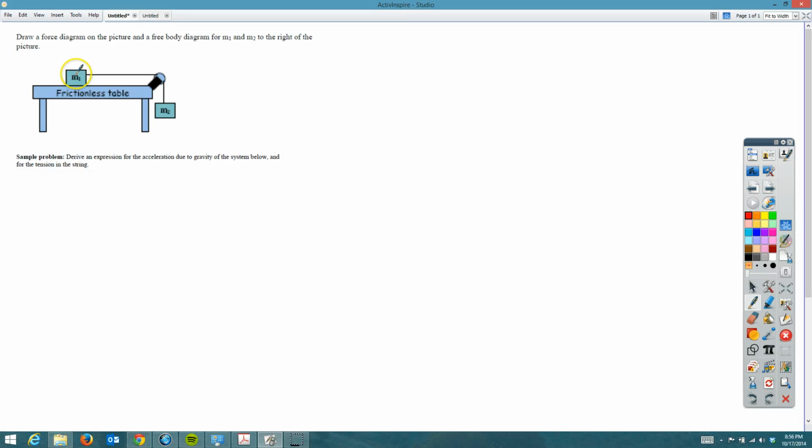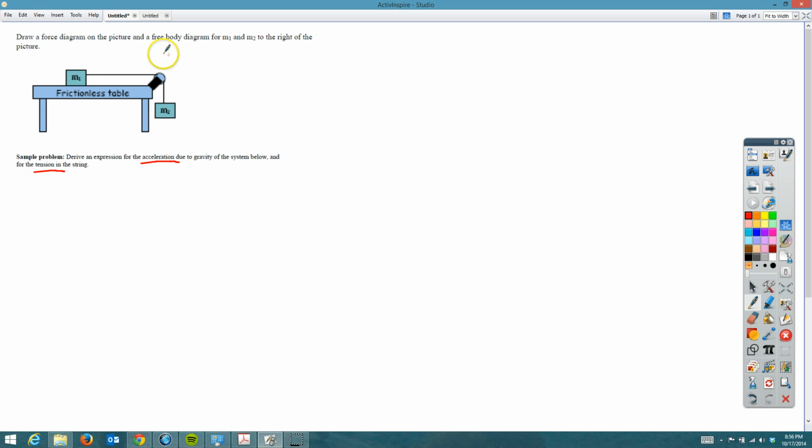All right, here we go. So this is the second problem in the connected objects notes. For this problem, we have two boxes. We have M1 and we have box M2. Notice there's no numbers in this problem, and they want us to find the acceleration due to gravity and the tension that's in the string.